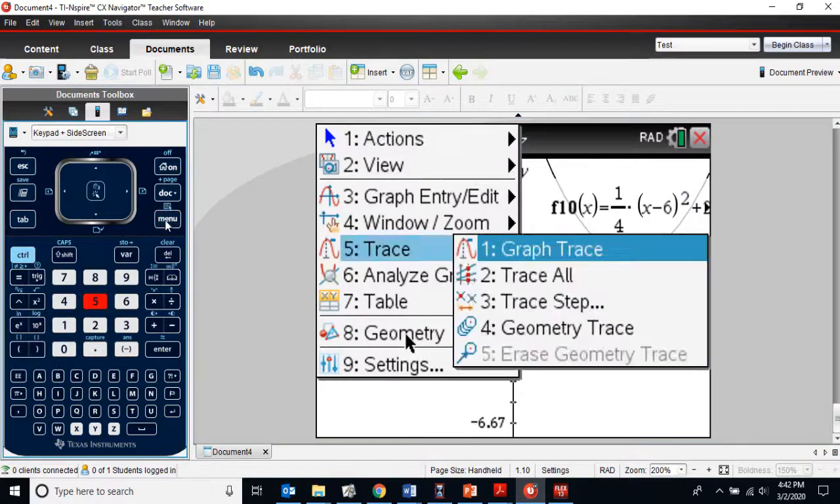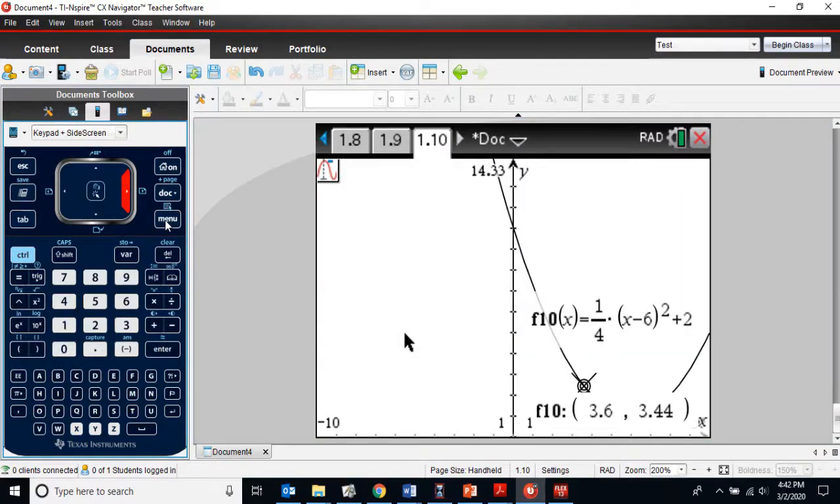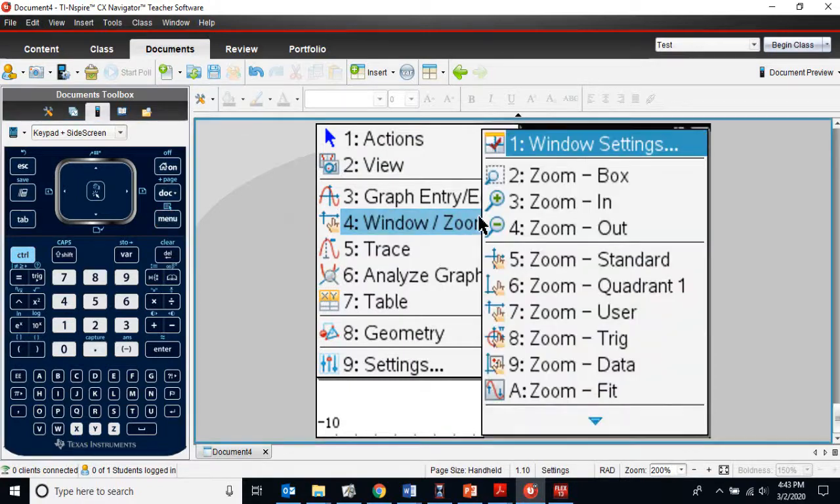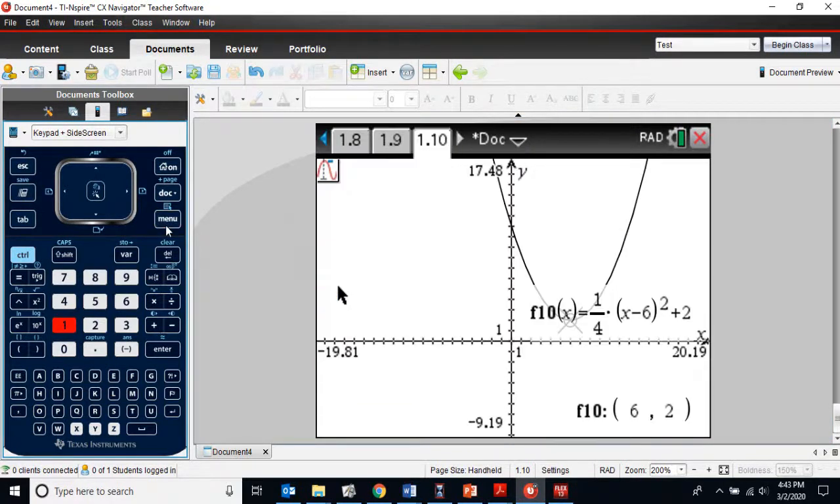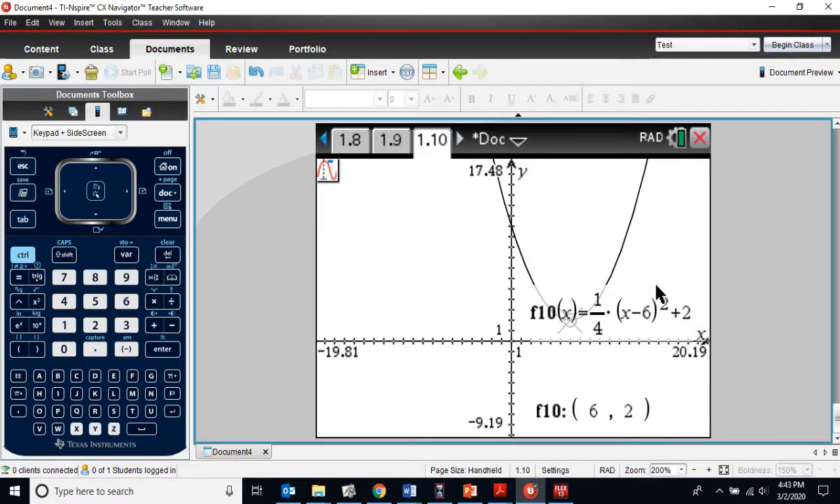Menu 5-1, and I'm looking for my vertex. And I'm having a hard time seeing it. It's not actually going to tell me what it is here, so I am going to zoom out one time. Okay, then push escape and back to menu 5-1. Okay, so here my vertex is 6, 2, which is not what I want. So that means B is not my correct answer.